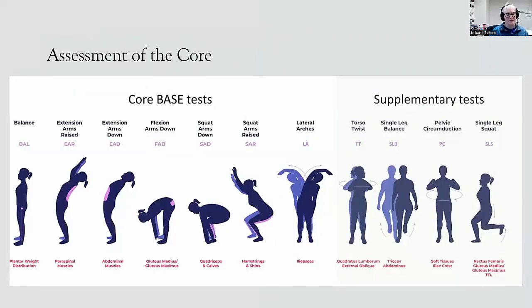The assessment of the core. The 7 core-based myoactivation movement tests and additional basic movement tests can be used in the myoactivation assessment. Each movement test is labeled at the top with its abbreviation in purple. The purpose of each test, including the muscle groups evaluated, is indicated in the red text at the bottom. This is one example of a core assessment.